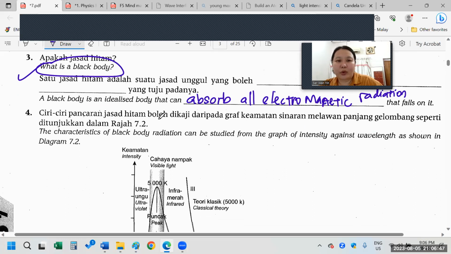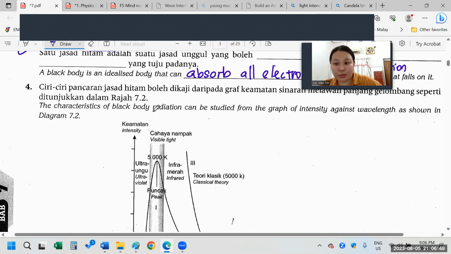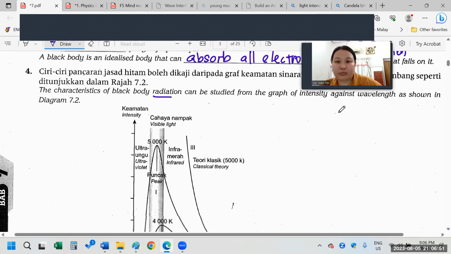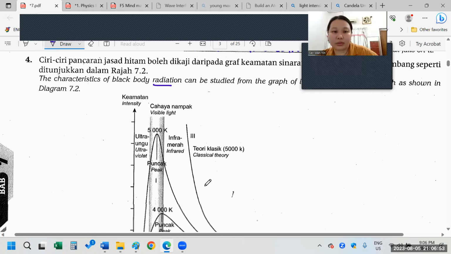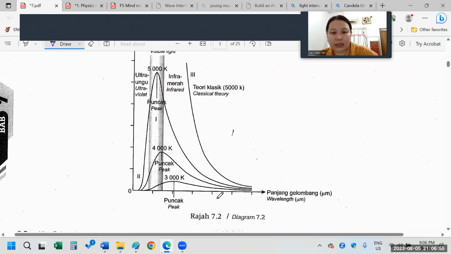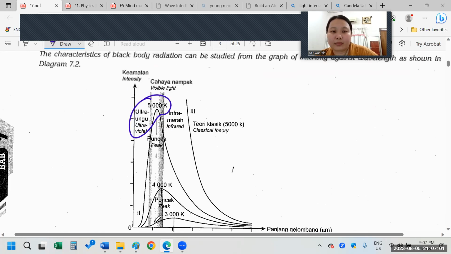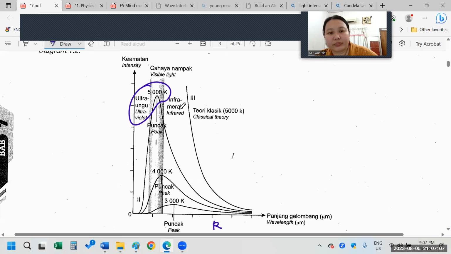Okay, the black body's radiation can be studied from the graph. So you can see that here is red light, and the maximum would be UV. It will give out the highest intensity. We have red very low only, the intensity.